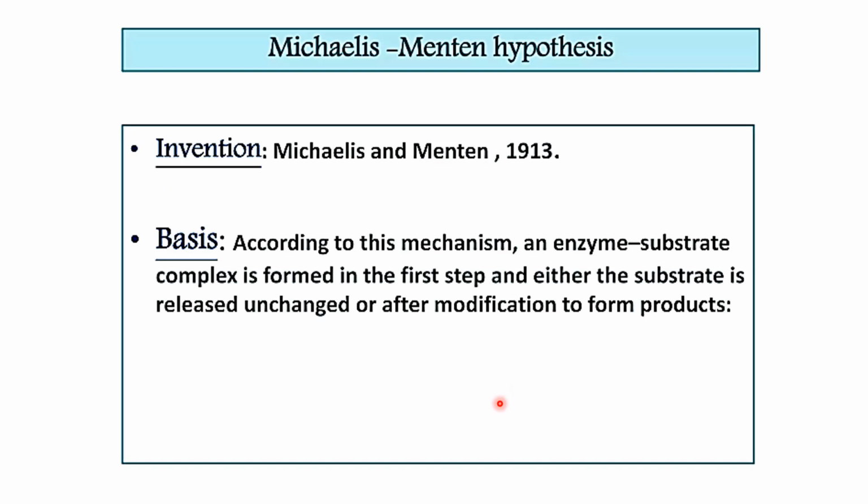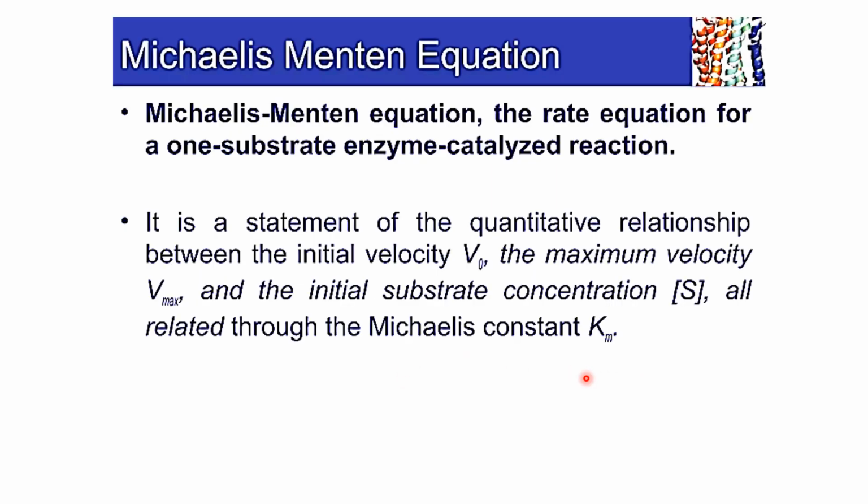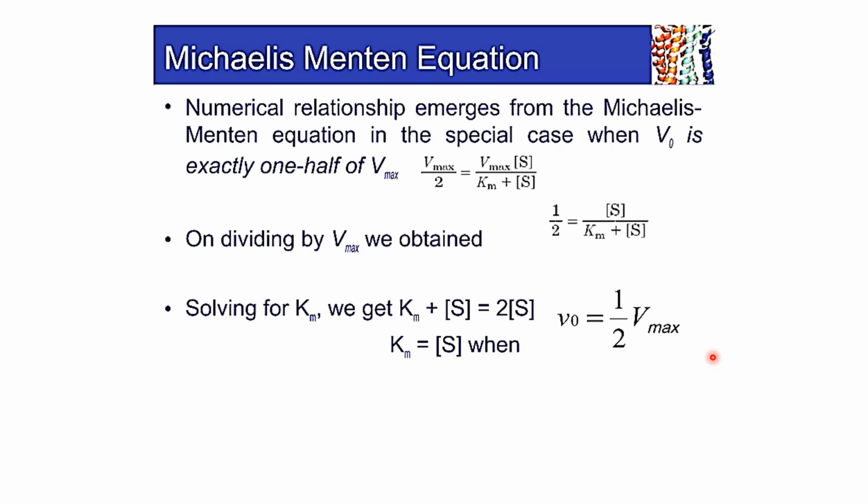About the Michaelis-Menten hypothesis, this was proposed by Michaelis and Menten, and according to this mechanism, an enzyme substrate complex is formed in the first step and either the substrate is released unchanged or after modification to form products. So the Michaelis-Menten equation is basically the rate equation for a one substrate enzyme catalyzed reaction, and it is a statement of the quantitative relationship between the initial velocity, the maximum velocity and the initial substrate concentration, all related to the Michaelis constant or Km. So this is the Michaelis-Menten equation.